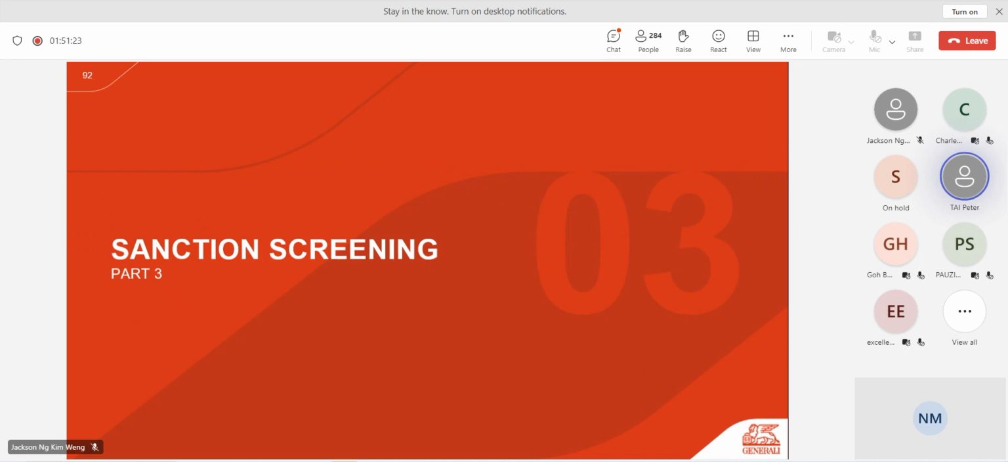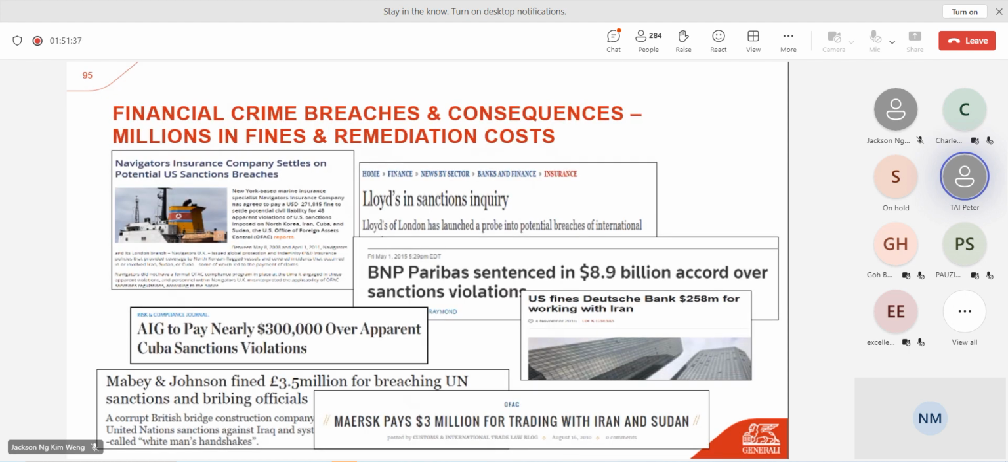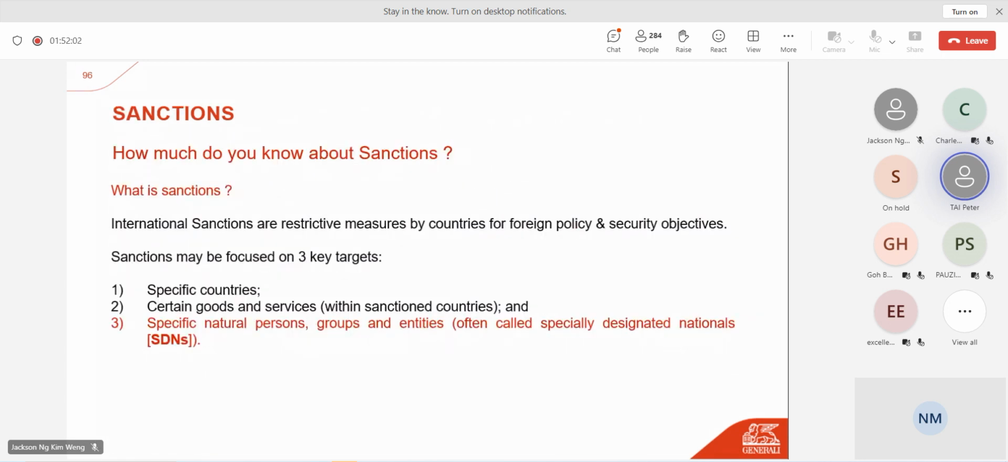Now I come to the last section of the topic, which is on sanctions. We're going to go through the sanction issue quickly. Basically there are three main topics. Let's go through it. So what happens when a sanction is breached? If we conduct business with a sanctioned country, sanctioned person or sanctioned company, we will be fined. These are real cases where some companies were fined and penalized because they carried out business with a sanctioned country. Next. So how do we know?